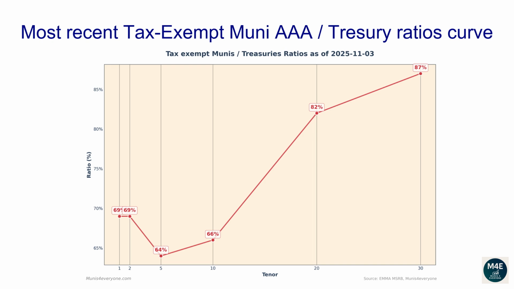The current one-year ratio is 69%. The 2 years ratio is 69%. The 5 years ratio is 64%. The 10 years ratio is 66%. The 20 years ratio is 82%. The 30 years ratio is 87%.